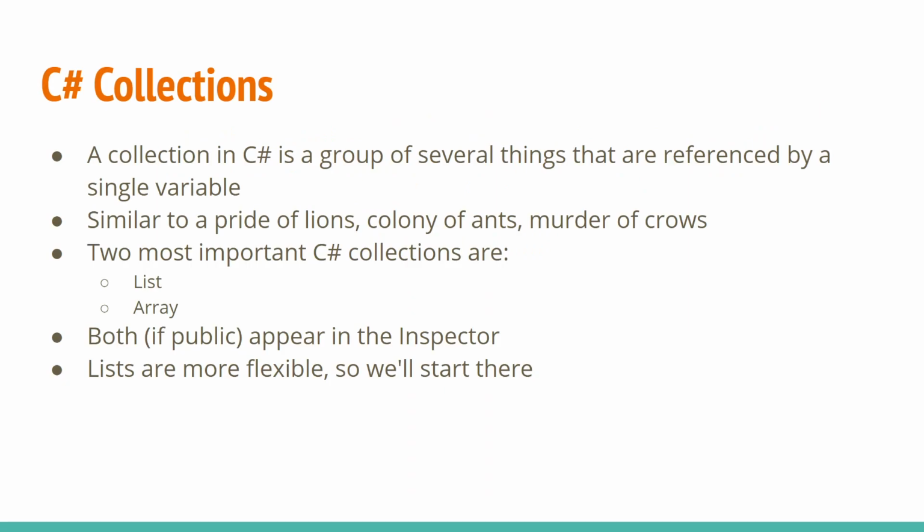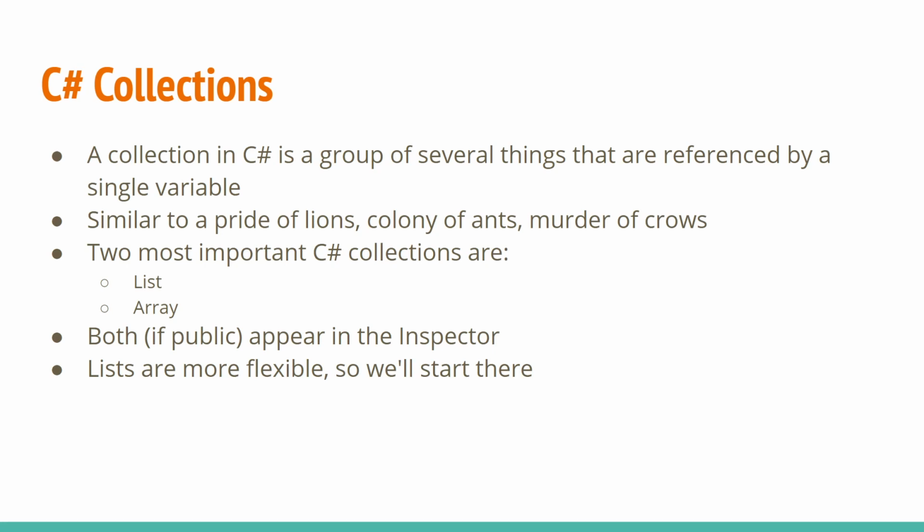So the types of collections we'll use in Unity are, of course, based on the C# collections. A collection in C# is a group of several things that are referenced by a single variable. Like we refer to them by a name, an array, a list, a thing. There's some way to have the collection. We refer to it all according to one variable name. Similar to a pride of lions, a colony of ants, a murder of crows. We refer to the murder of crows, the colony of all the ants in there.